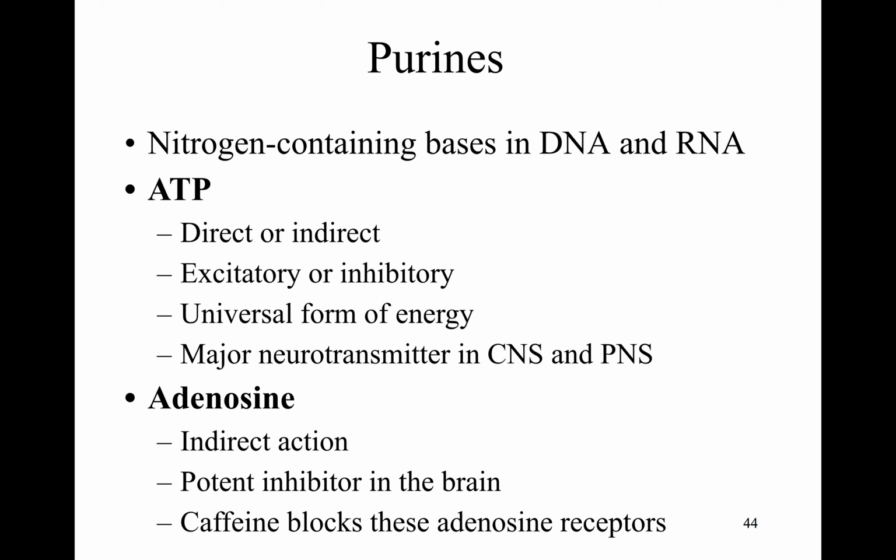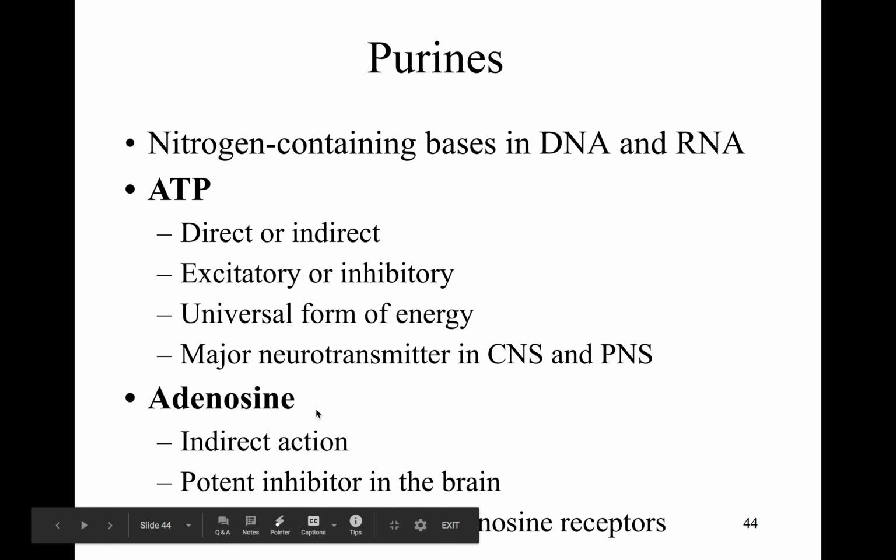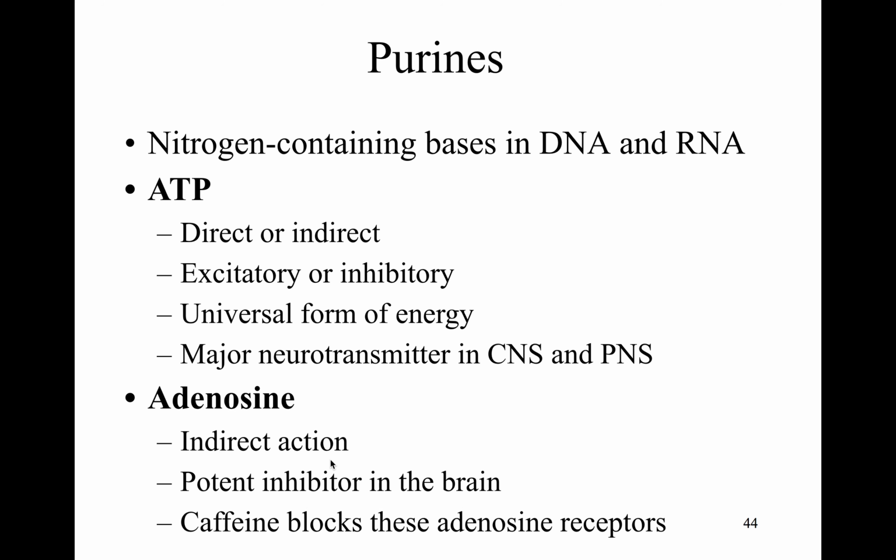What caffeine does is caffeine actually comes in and it blocks those adenosine receptors. So even though we might have increasing adenosine being released over the course of the day, the adenosine can't actually bind to its receptors and therefore inhibit, and therefore it allows for that action potential to occur in that postsynaptic neuron. So adenosine is an indirect neurotransmitter. It's inhibitory, and caffeine actually blocks our adenosine receptors in order to prevent us from feeling tired.